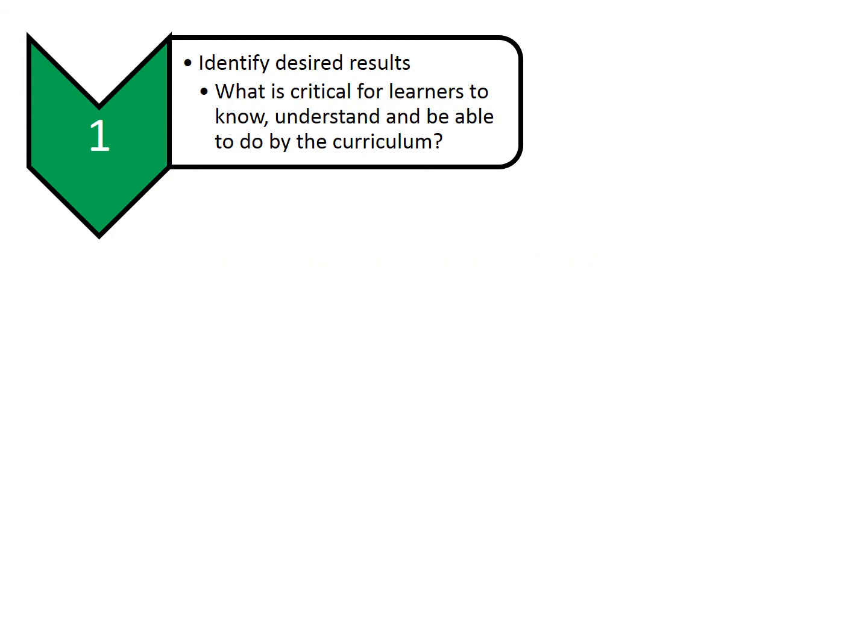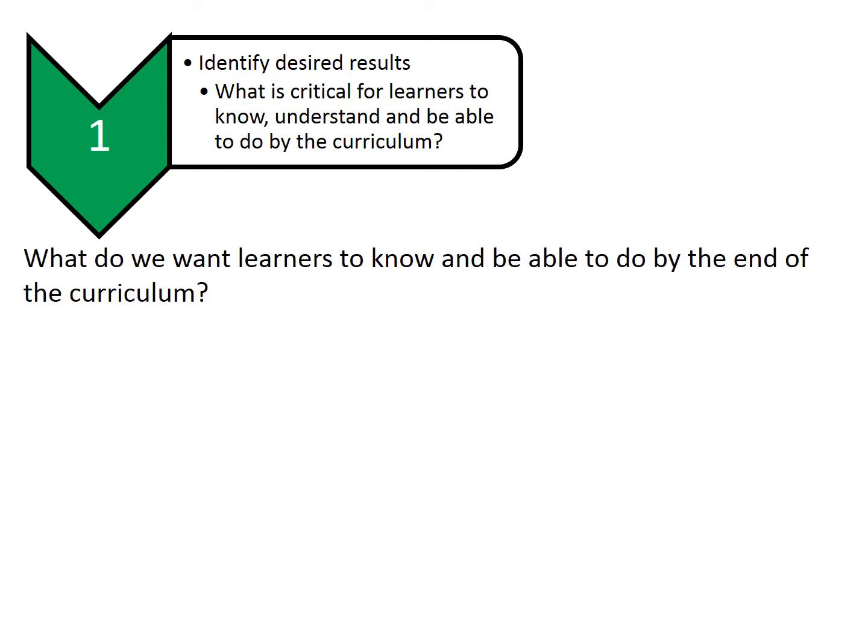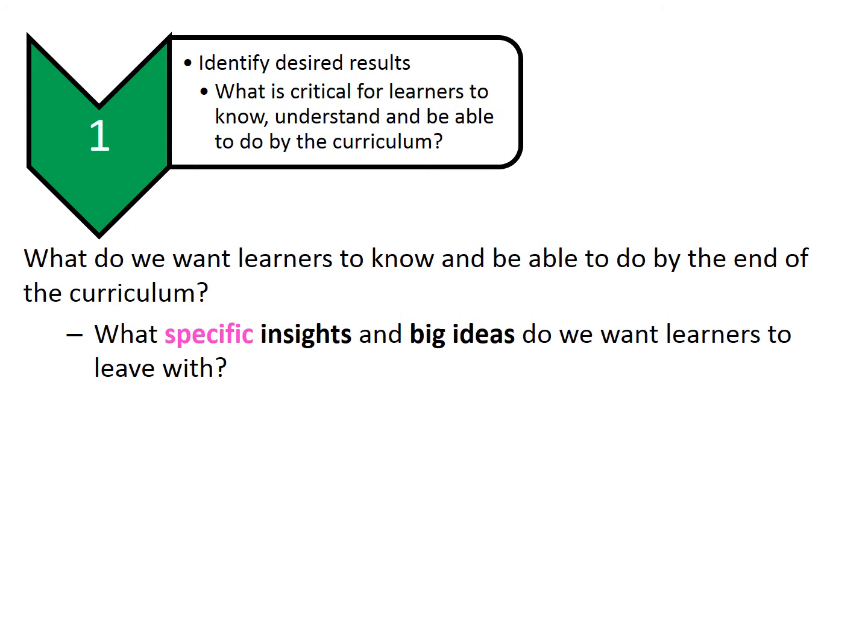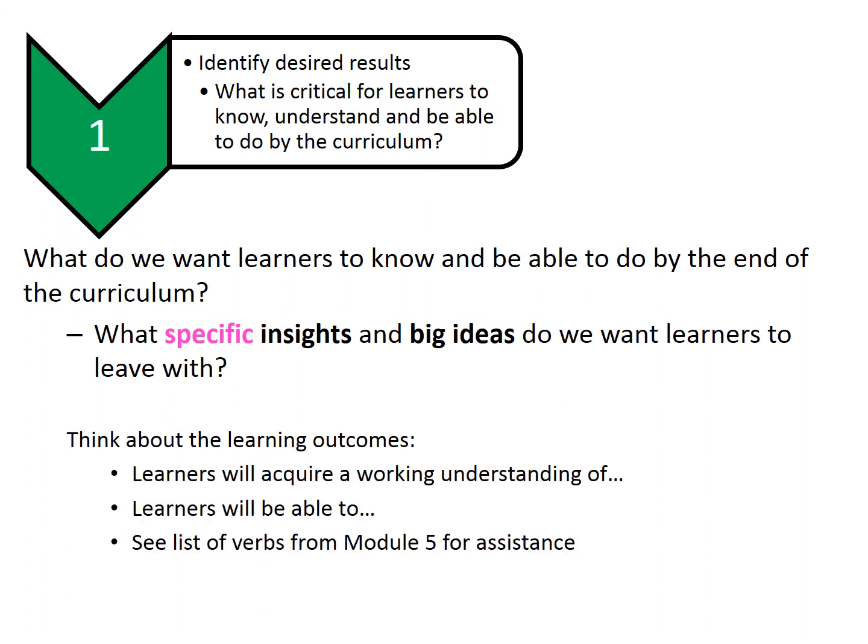Once we figure out what the enduring understanding should be for our curriculum, we can begin to develop learning outcomes for it. As we discussed in session 5, we have to ask ourselves the following questions. What do we want learners to know and be able to do by the end of the curriculum? What specific insights and big ideas do we want learners to leave with? And we need to think about using verbs as discussed in session 5 to assist us in the development of these learning outcomes.